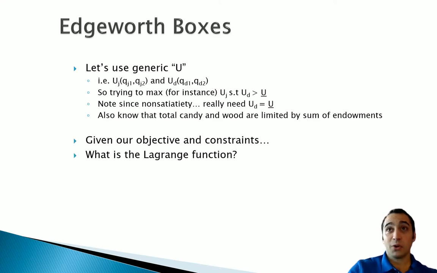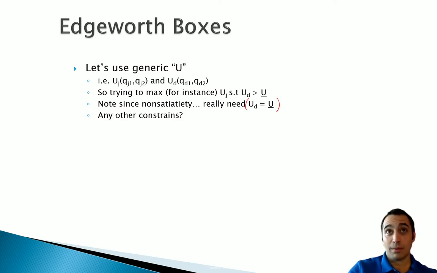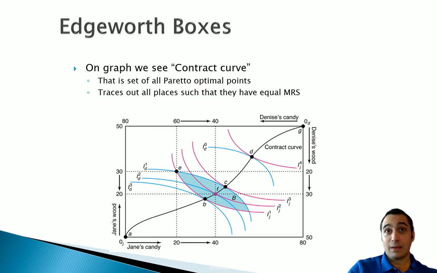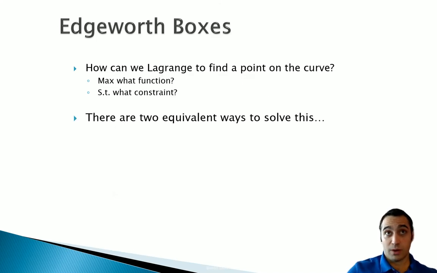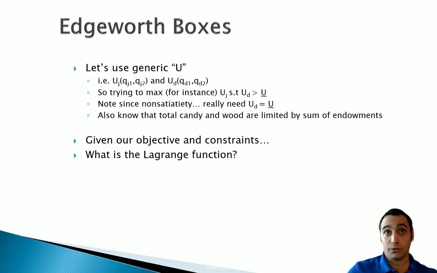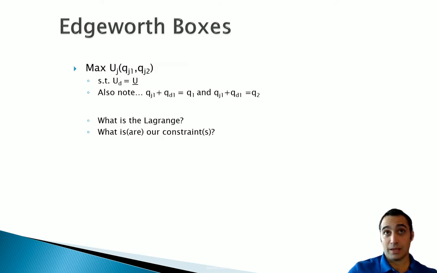We also have to obey the endowments. Like in the original example, we cannot give Jane and Denise combined more than 80 units of candy. We cannot give Denise and Jane combined more than 50 units of wood. So we actually have 2 additional constraints regarding the total amounts of wood and candy being given.